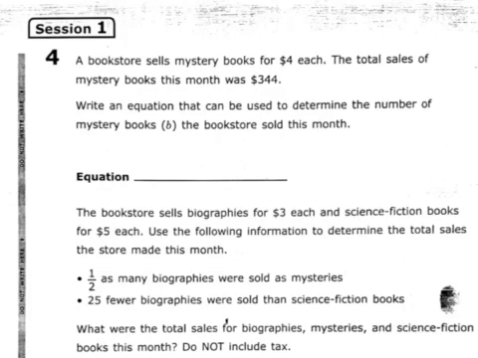A bookstore sells mystery books for $4 each. The total sales of mystery books this month is $344. So we've got to start out. We've got some numbers here. Let's take $4 each, $344.